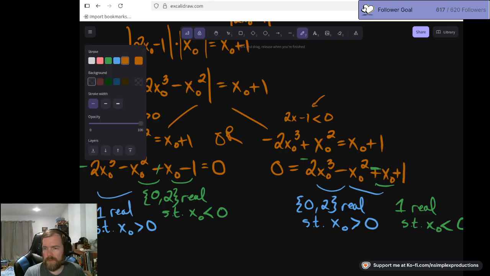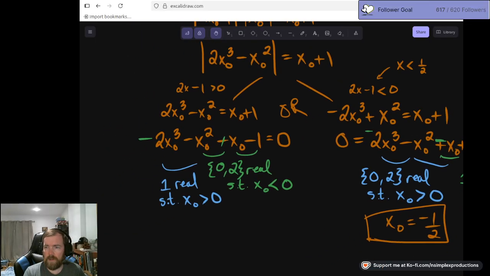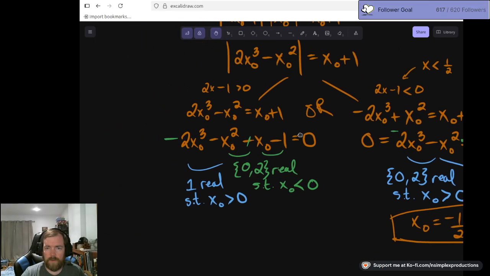This one is going to get us that x was going to end up being less than 1/2, and we ended up with a value that x0 needed to be negative 1/2 exactly in order to make this work. So that one does seem like it works. It's also less than 1/2, so we're good on that one.